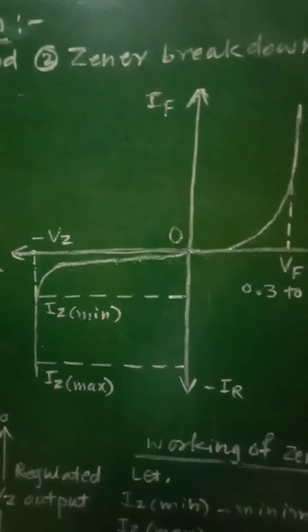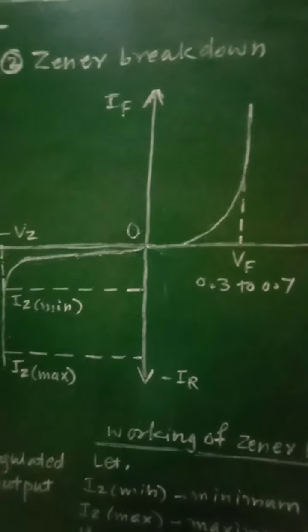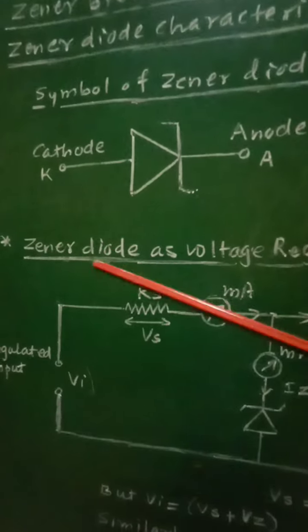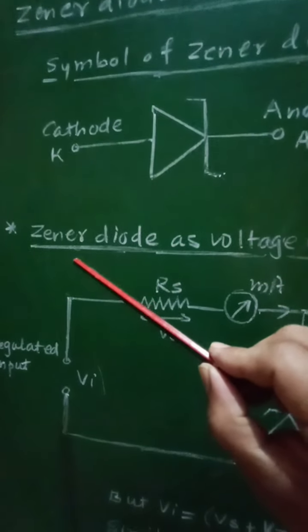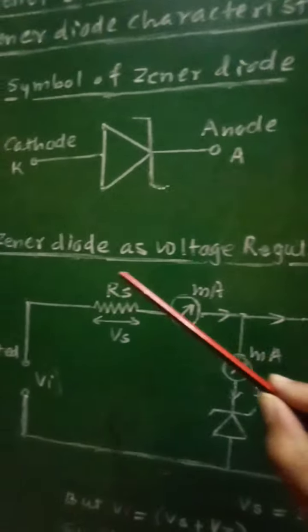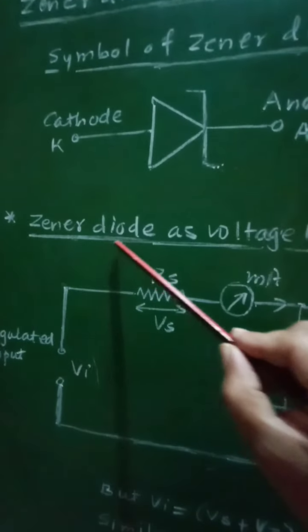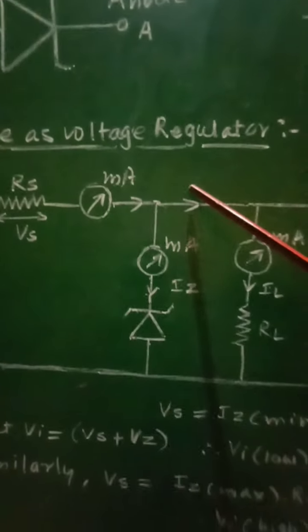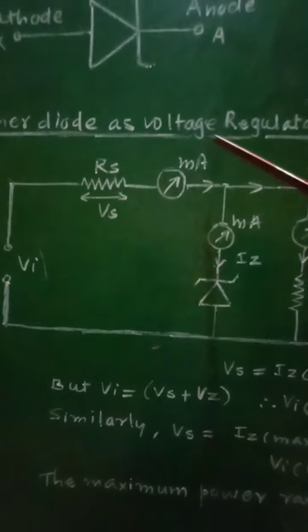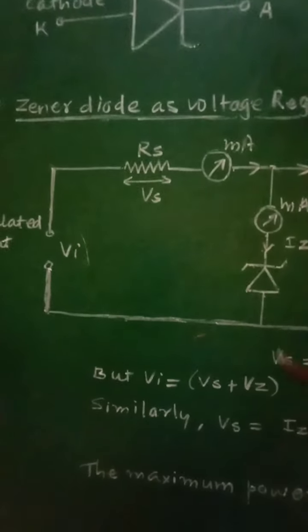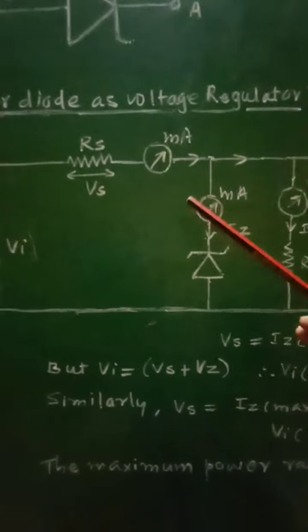Now if you consider this Zener diode, it has some applications, and the most important application of the Zener diode is that it is used as a voltage regulator, and therefore let us see the Zener diode as a voltage regulator. So the Zener diode will be used as a voltage regulator. The circuit diagram for this is as shown.